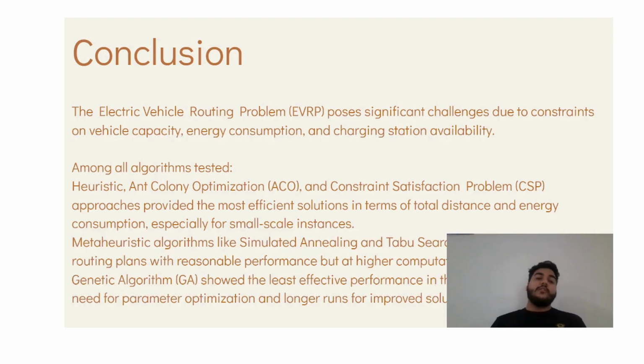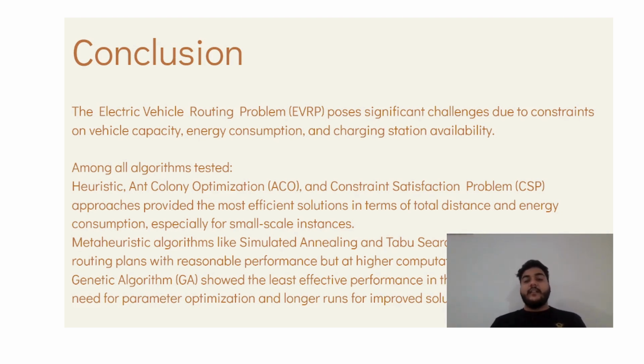Now coming to the conclusion of all this. The electric vehicle routing problem, which is also known as EVRP, poses a significant challenge due to constraints on vehicle capacity, energy consumption, and charging station availability. Among all algorithms tested, heuristic, ant colony optimization, which is also known as ACO, or CSP approaches provide the most efficient solution in terms of total distance, total energy consumption, and especially for small scale instances.